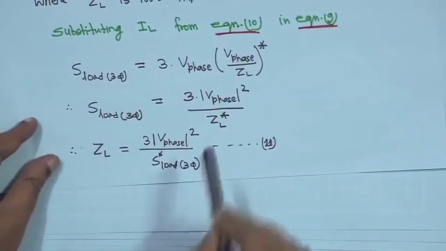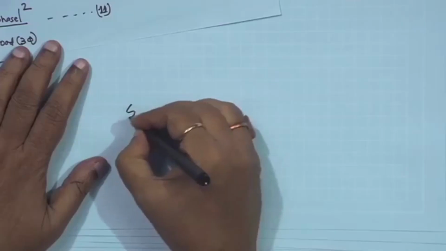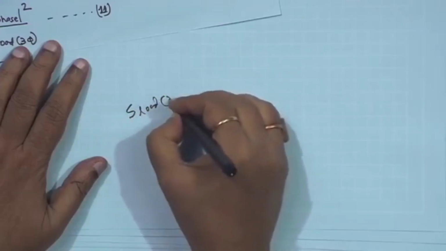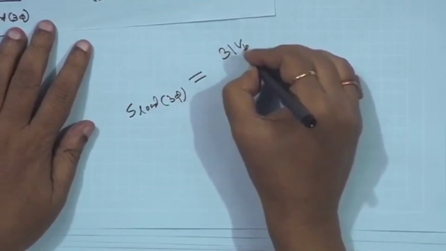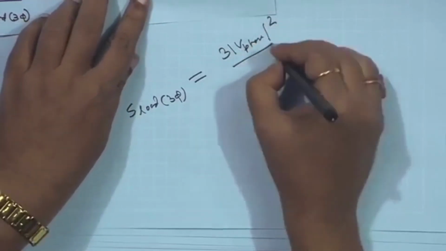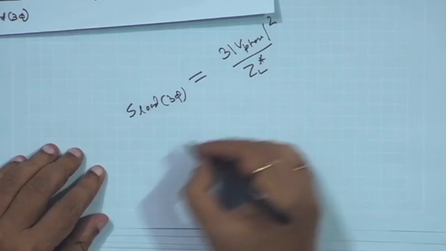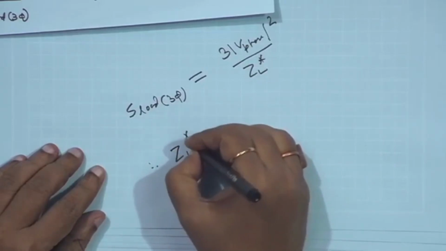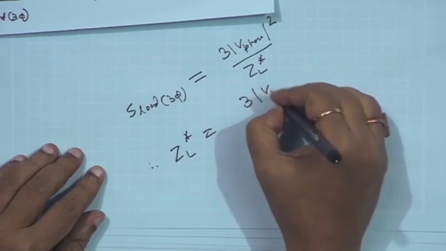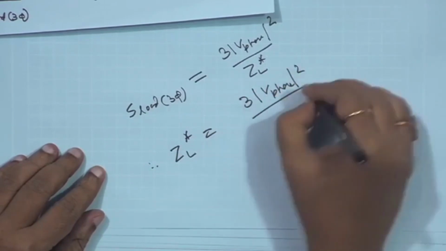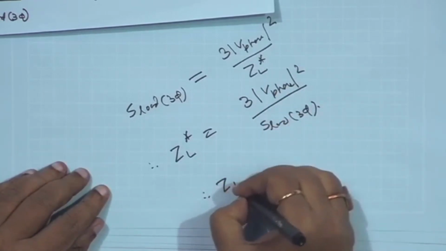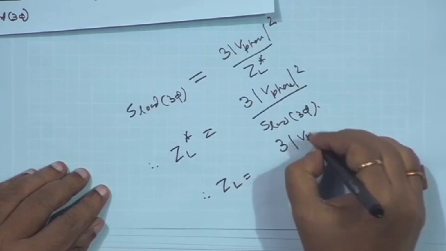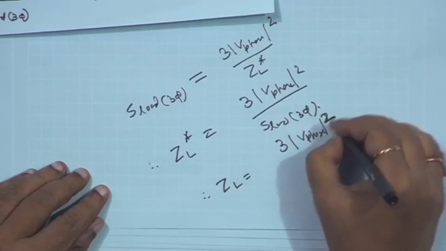That means, here I am writing for you that S load 3 phase is equal to 3 V phase square divided by ZL conjugate. That means ZL conjugate is equal to 3 V phase square divided by S load 3 phase. That means ZL is equal to 3, this is voltage magnitude, so nothing to deal with that square, as it is.